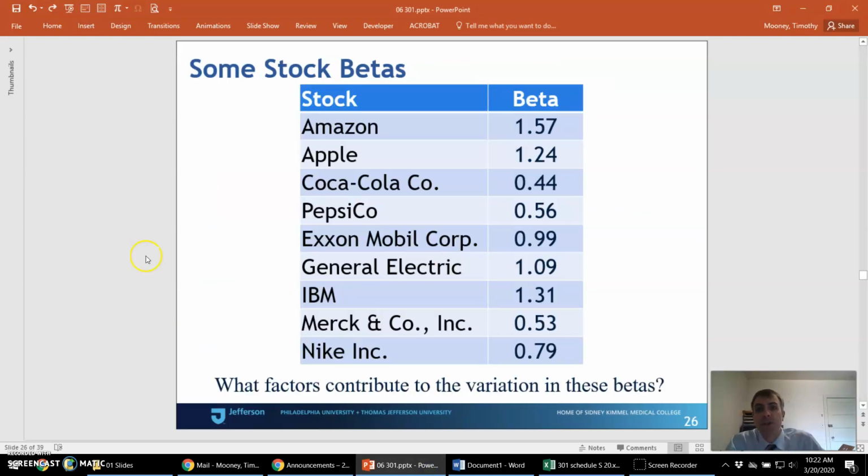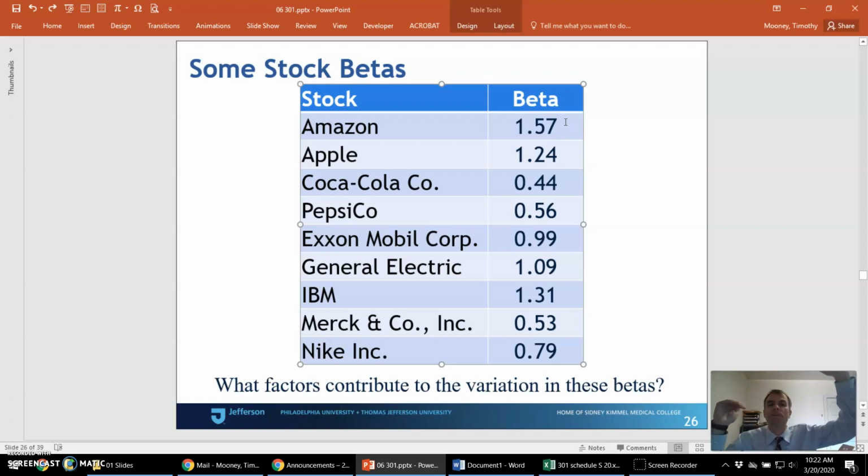All right, so beta measures market risk. So here's some stock betas, right? Amazon has a beta of 1.57. So on average, the market moves 1%, Amazon's return moves 1.57%. So it moves more than the overall market. All right. Coca-Cola and Pepsi, they have less market risk than the overall market. Okay, so beta measures market risk. Higher beta means more market risk.